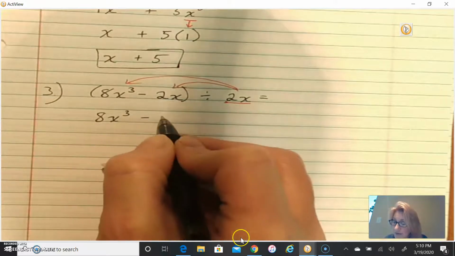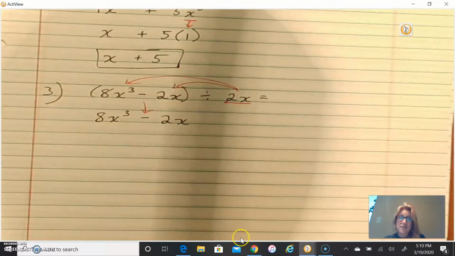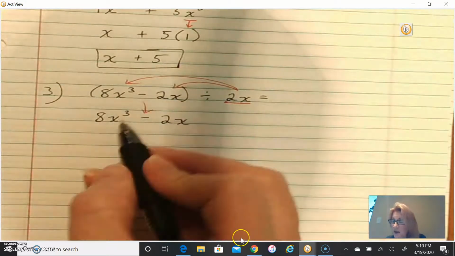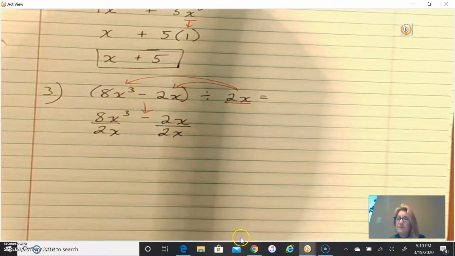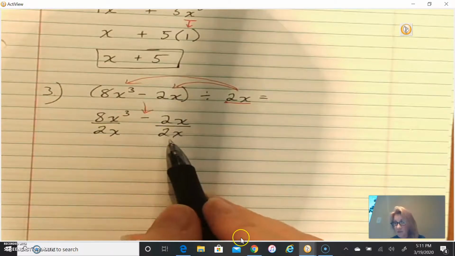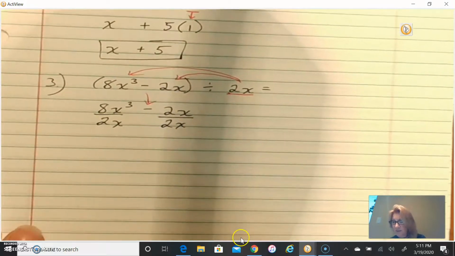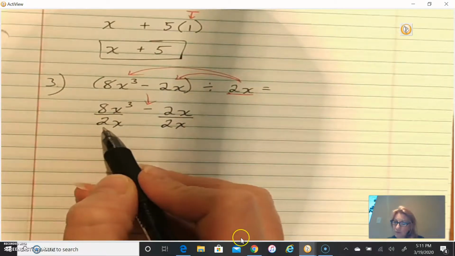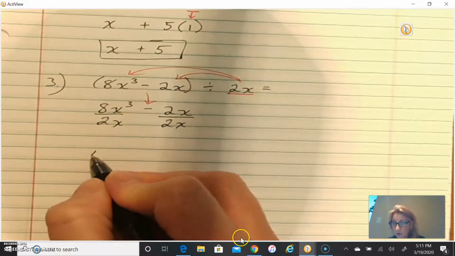8x cubed minus 2x. Notice I'm bringing down that subtraction sign. Be careful with those signs. I'm going to divide every term by 2x. Now, some of you already can see exactly what this is, especially this right here. Okay, but I'm going to work through the details of it so you'll have a good understanding. All right, 8 divided by, sorry, 8 divided by 2. Yeah, that's right. It's 4.